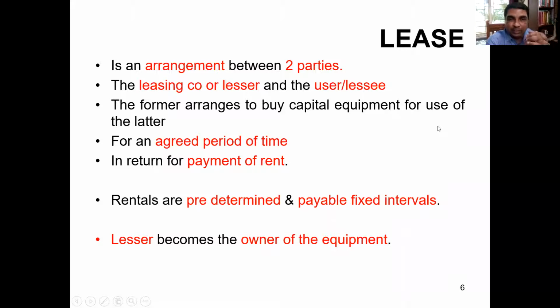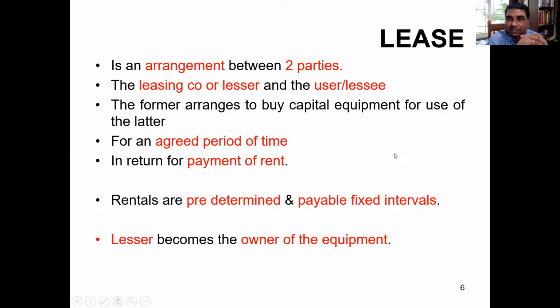When you talk about the lease, it is an arrangement between two parties. Minimum two parties are involved. One is the leasing company, which will be called the lessor, and the user will be called the lessee. So this is a contract between the lessor and lessee. The former, the leasing company or lessor, arranges to buy capital equipment for the use of the latter. The former is the owner and the latter is the user.